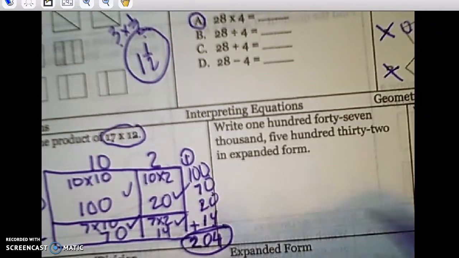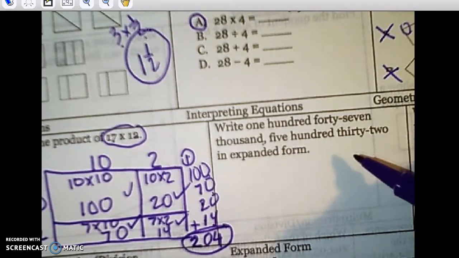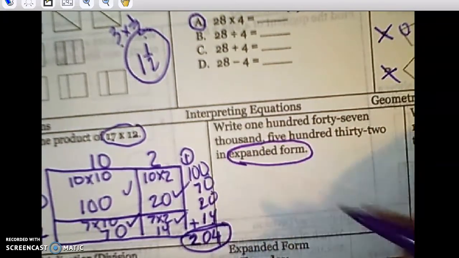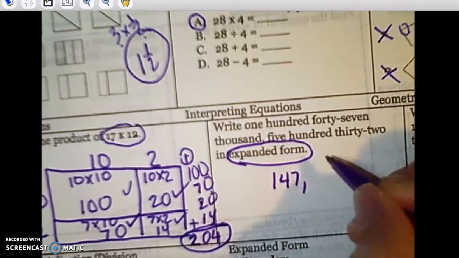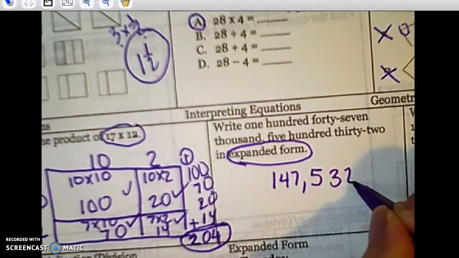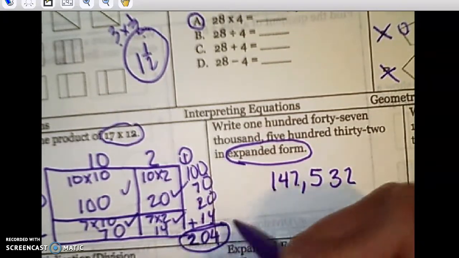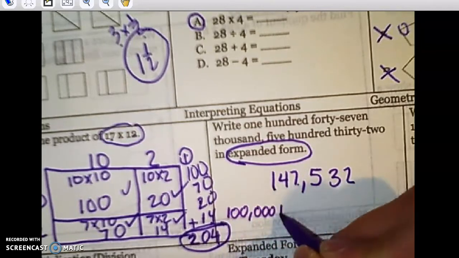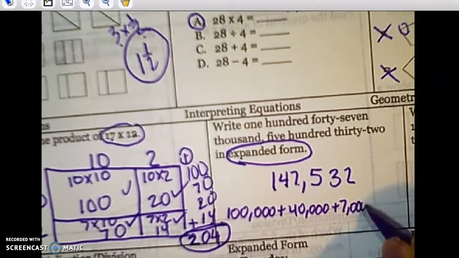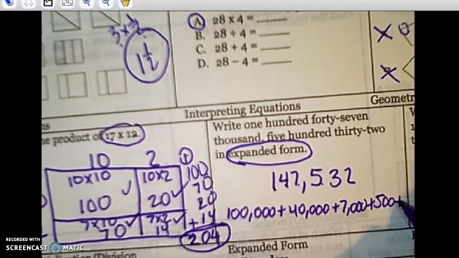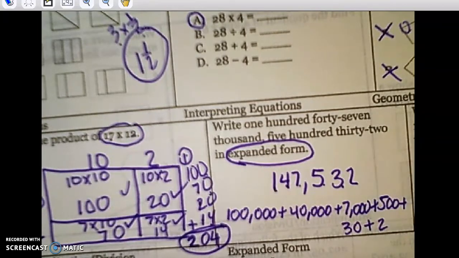Then we have: write 147,532 in expanded form. Okay, so first I'm going to write it out in standard form. So I have 147,532. And I have to write it in expanded form, so that means each number is going to get a value. I'm going to start here. We have 100,000 plus 40,000 plus 7,000 plus 500 plus 30 plus 2. Couldn't fit it all there, so I had to write on the bottom.